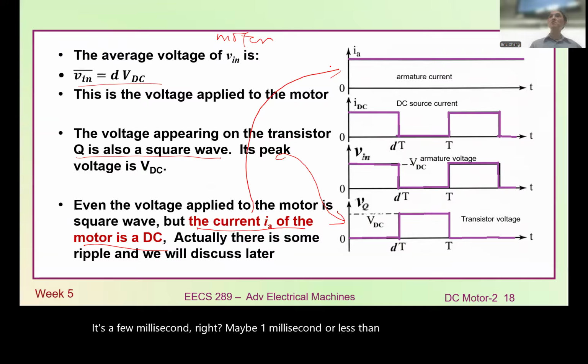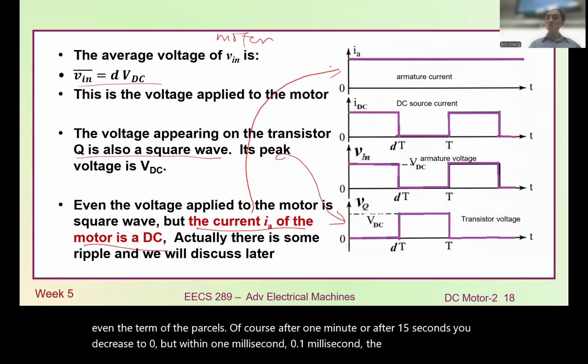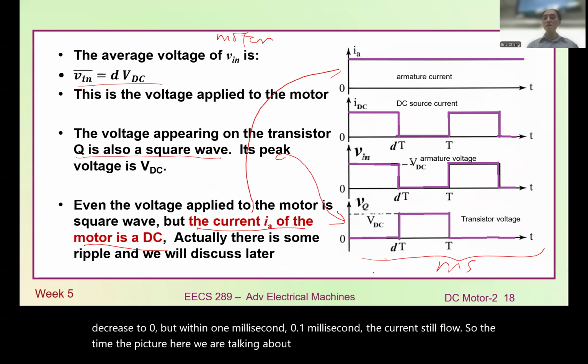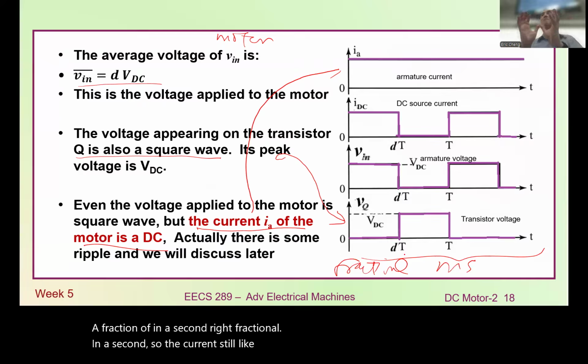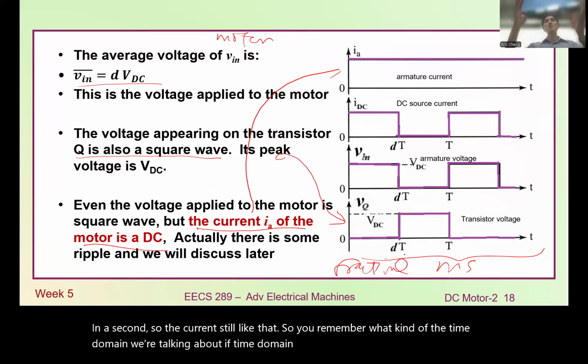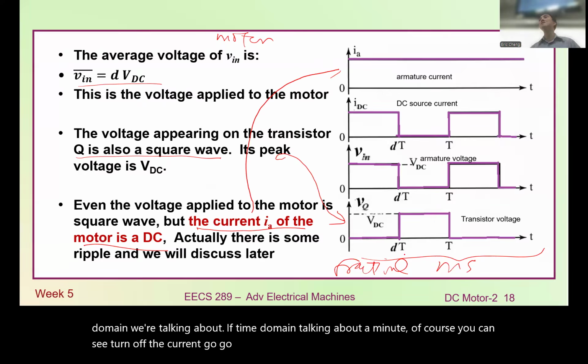So even if we turn off the power source, of course, after 1 minute or after 15 seconds, it decreases to 0. But within 1 millisecond, 0.1 millisecond, the current still flows. So the picture here, we are talking about in milliseconds or maybe a fraction of a millisecond, right? So the current still looks like that. So you remember what kind of time domain we are talking about. If the time domain is in minutes, of course, you can see turn off, the current goes down. But here we're using high frequency switching control, then we can see the IA there.